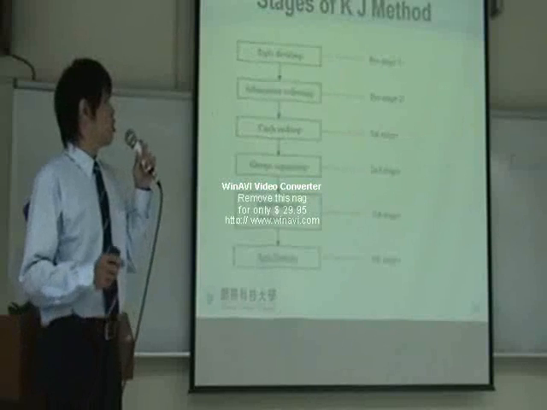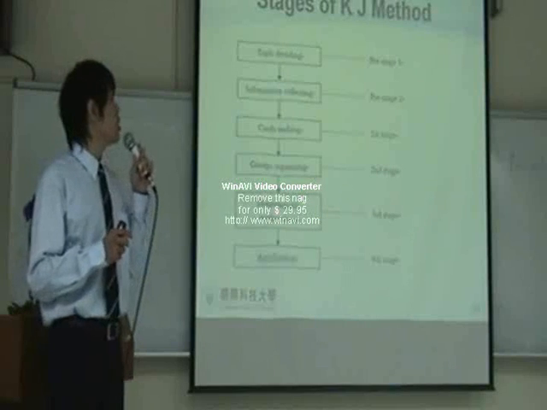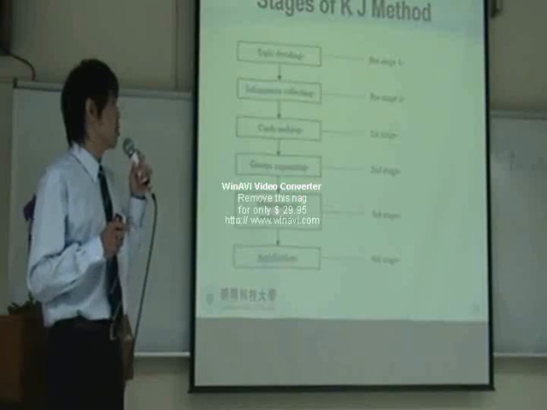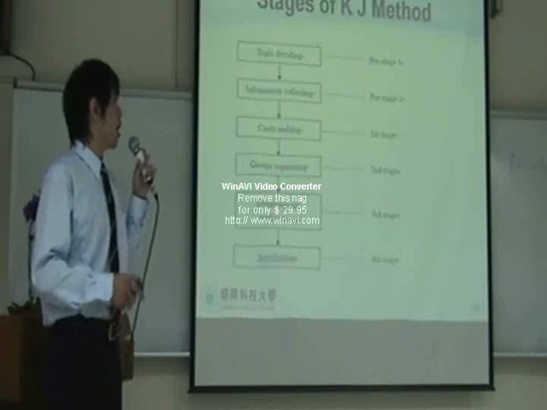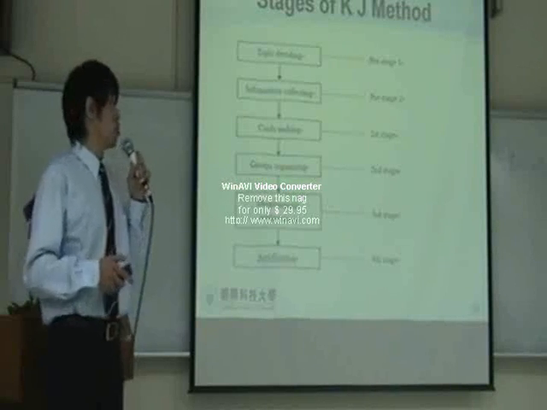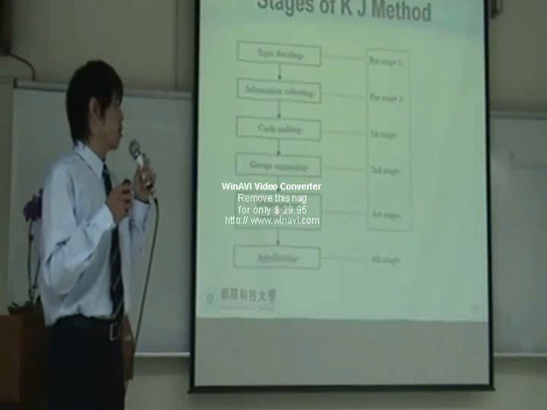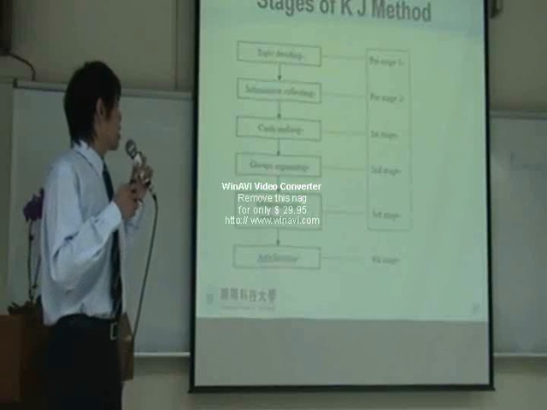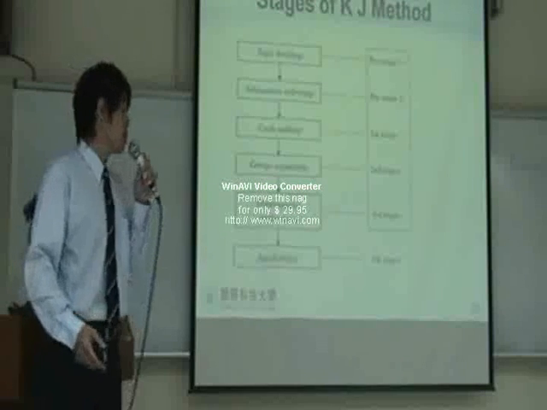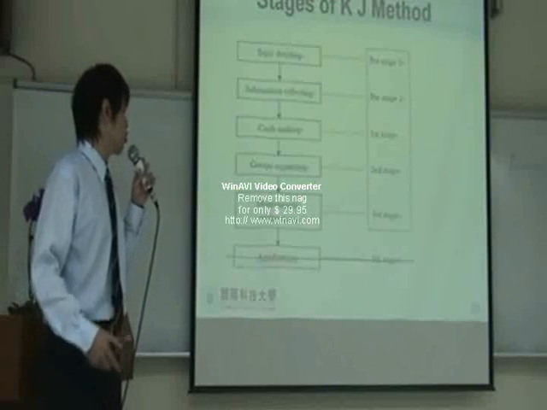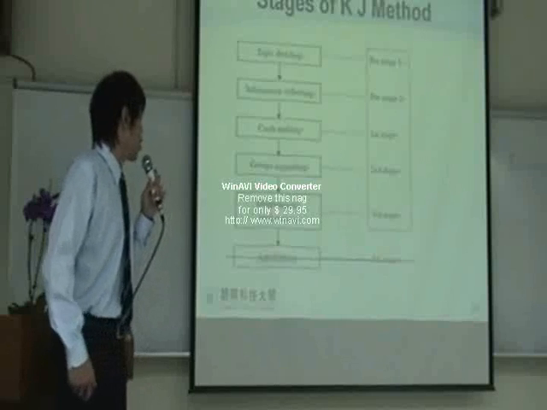And there are two pre-stages of the KJ method and four formal stages. This research used the two pre-stages up to the third stage, which is dynamic explanation. However, this research did not use the last stage, which is articleization.